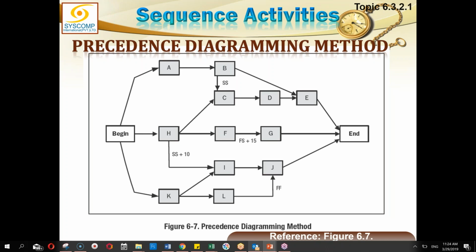Okay. With this, one question. The theory is clear, but in terms of practical implementation, this finish to finish, I mean, you start J, but you are waiting for L to finish for J to finish. Is there a practical example of this? Yes, yes. We'll talk about the example. It's very much possible.